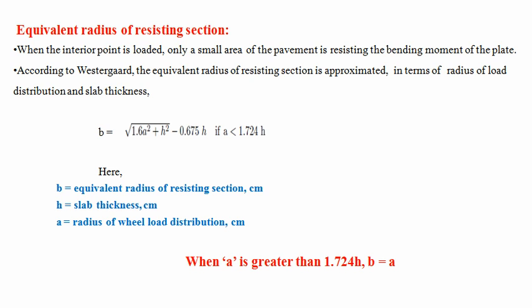So here B equals under root of 1.6 A square plus H square minus 0.675 H, if A is less than 1.724 H, where B is the equivalent radius of the resisting section in centimeter, H is the slab thickness in centimeter, and A is the radius of the wheel load distribution in centimeters. When the value of A is greater than 1.724 H, then the equivalent radius of the resisting section is taken as equal to the radius of the wheel load distribution, that is, B will be equal to A.